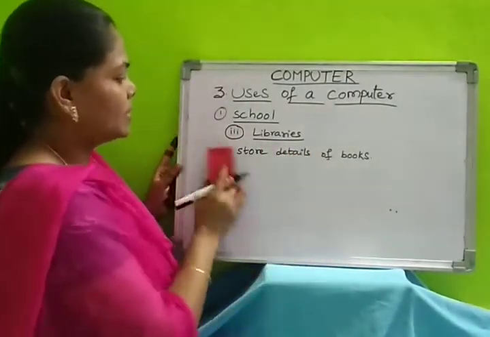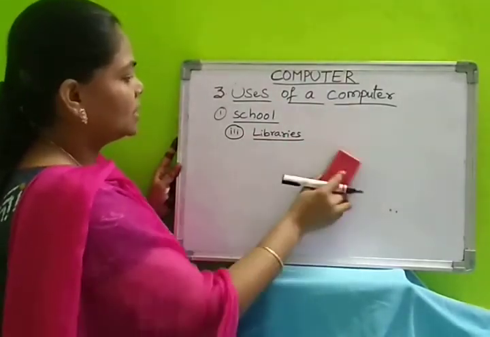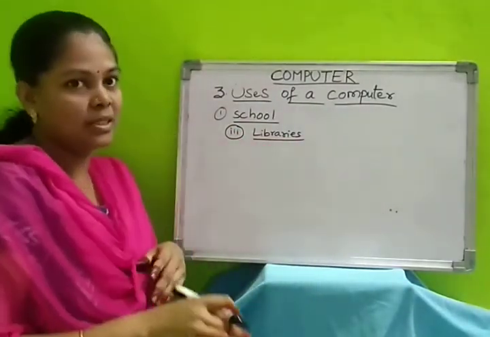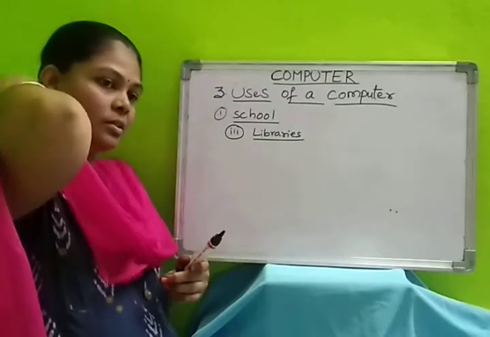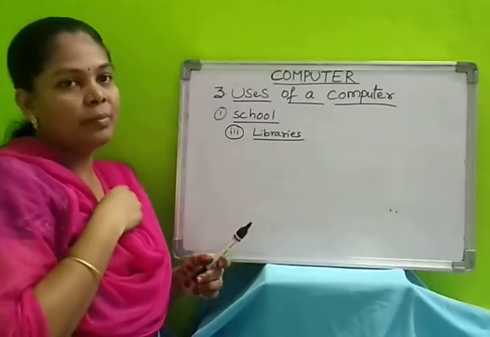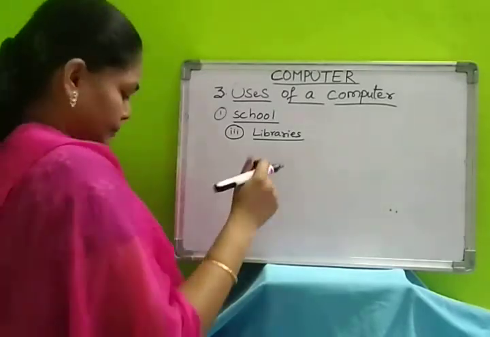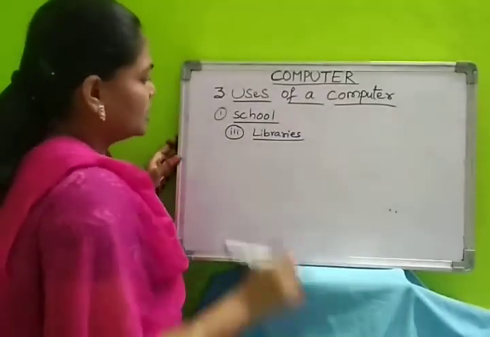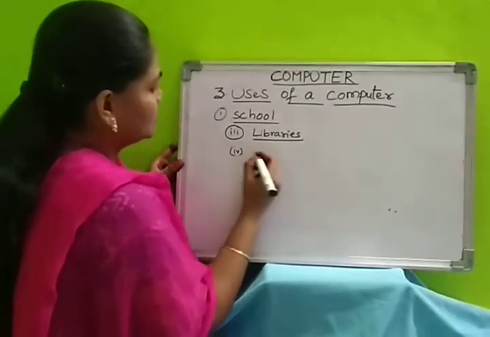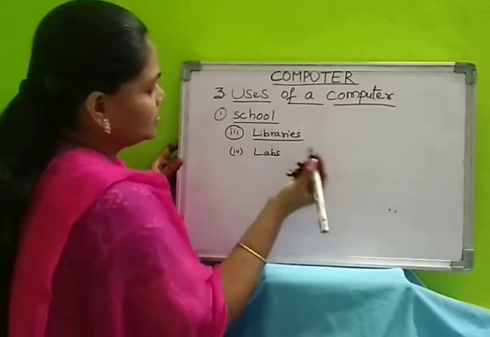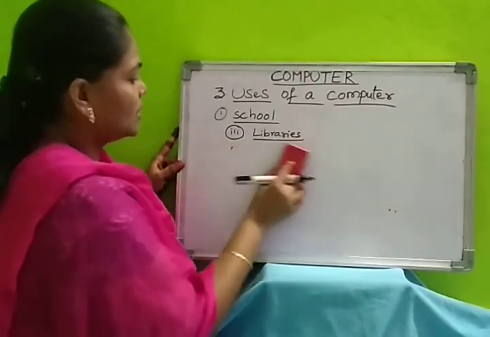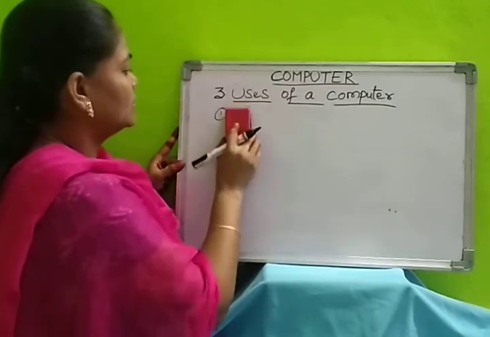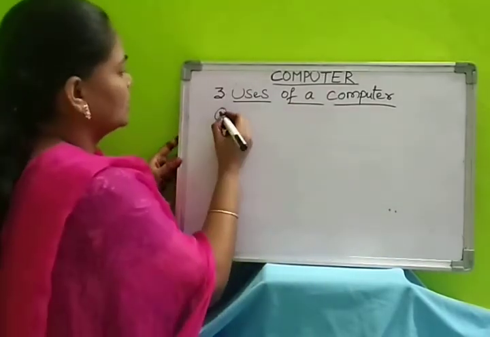So what are those places? Office room, DG labs, libraries, and we have computer labs also. In the computer lab, you can do practicals. So the fourth place is labs. In computer labs also we use those computers in school.